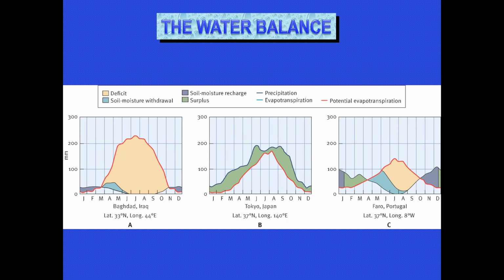Here in New York, we're in surplus the entire year. We're like Tokyo, which is why we have so few droughts in New York.